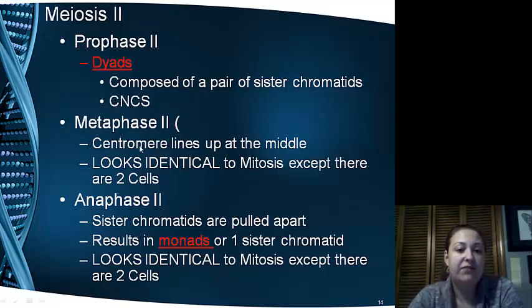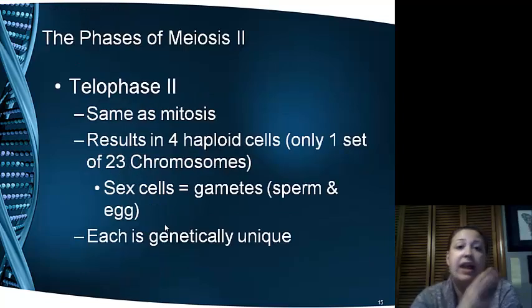Then we have metaphase, where the centromeres line up in the middle. Looks identical to mitosis, except there are two cells that we are looking at. Anaphase, again, looks identical to mitosis. The sister chromatids are pulled apart, resulting in monads, or one sister chromatid on either side. Again, looks identical to mitosis. And then we have telophase. Again, the same as mitosis, except it's resulting in 4 haploid cells.